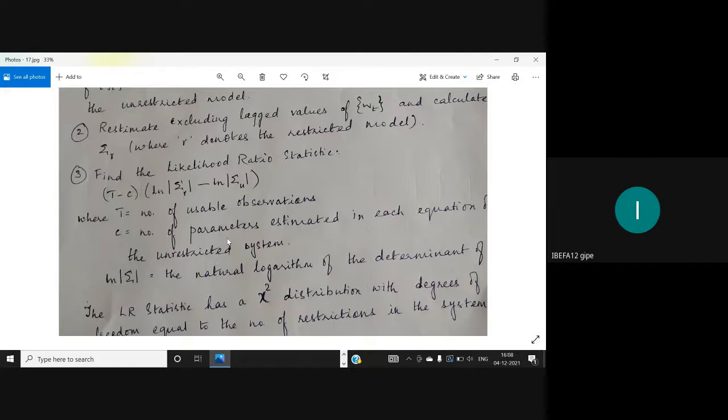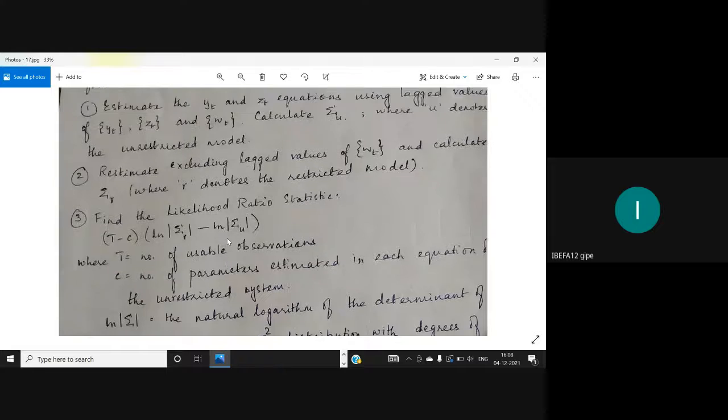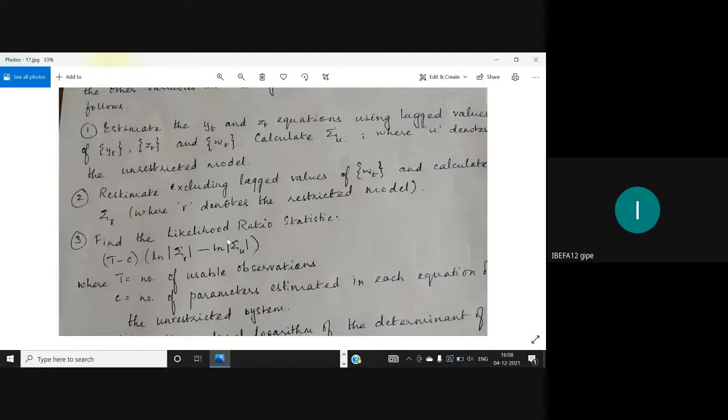Now, if you find that the value of the statistic is greater than the critical value, you will reject the null that there is no Granger causality. The null is that there is no Granger causality. The alternative is that wt Granger causes yt and zt.